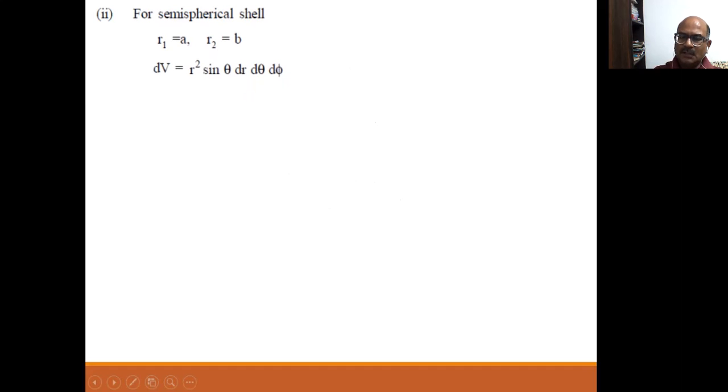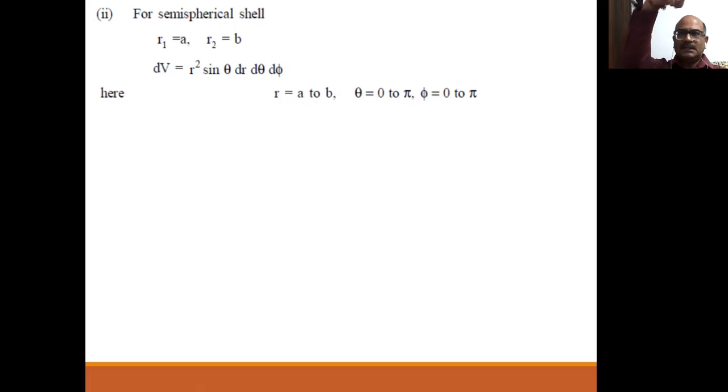But for the value of dV, we need to find theta and phi also. So we have theta from 0 to pi and phi also from 0 to pi, because you can see that r is from a to b, but theta, which is taking this value, the complete value, is intact as it is. But now phi is not taking the entire circulation, it will take half the circulation. So if it takes the half circulation, it will have this semi-sphere aligned in the z direction, like this.